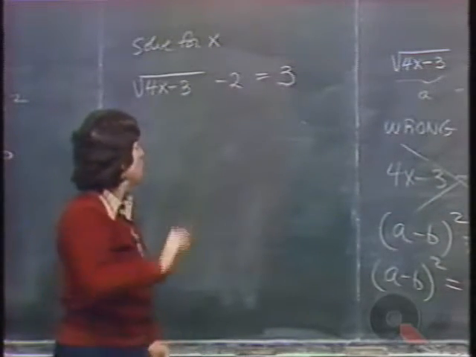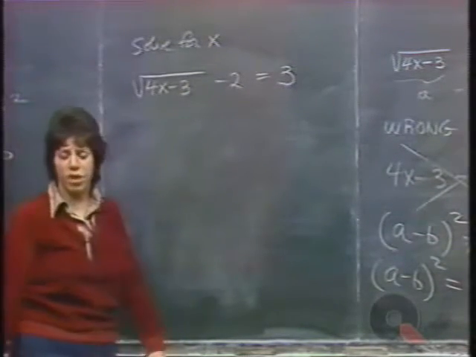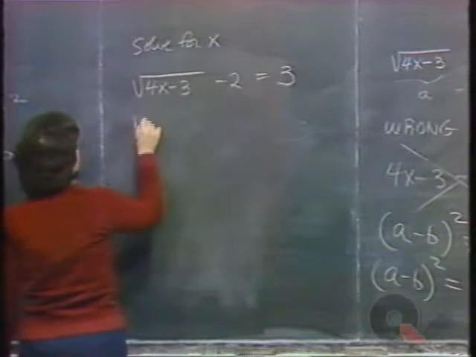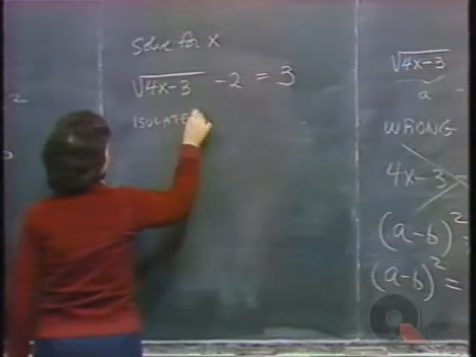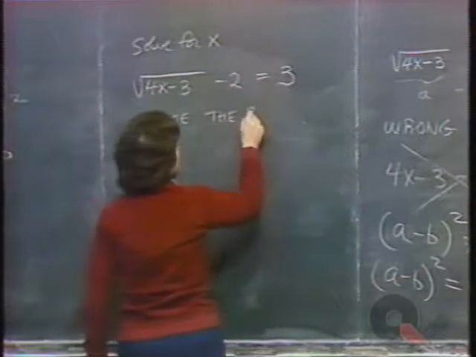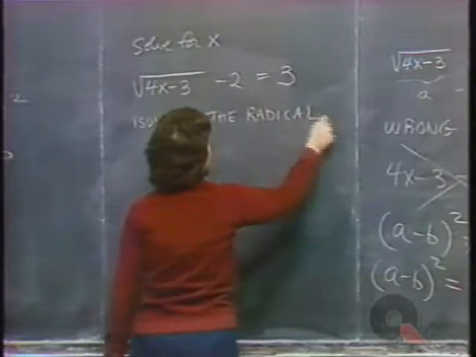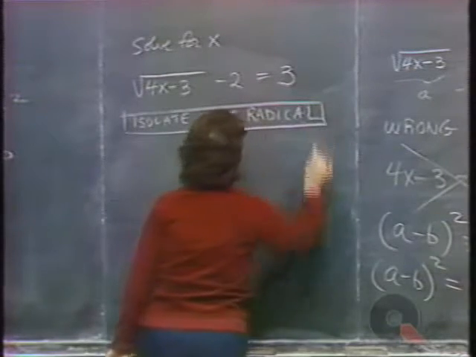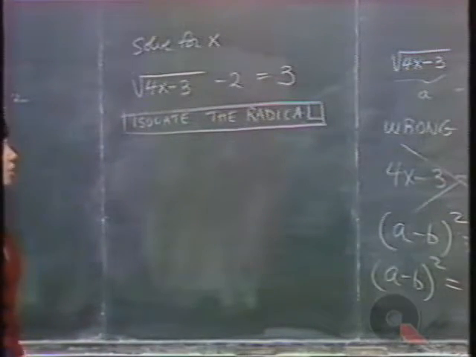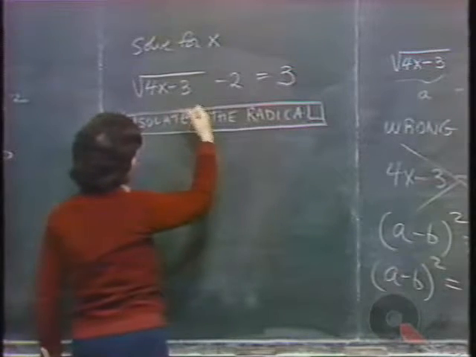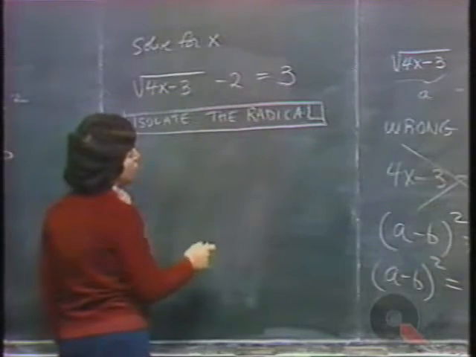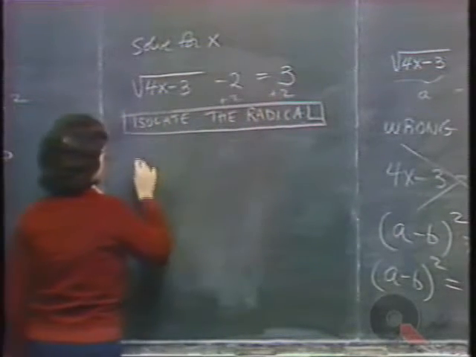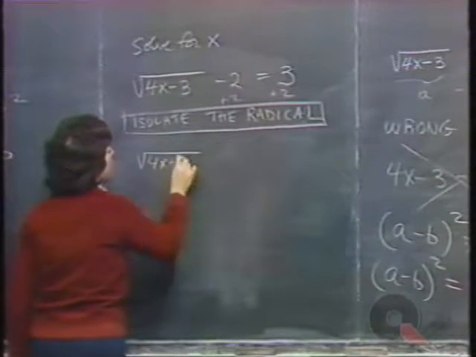So instead, what we do, and this is a trick to use whenever you're trying to solve a radical equation, first isolate the radical. By that I mean get it alone on one side of the equation. This is the main trick for solving radical equations. Isolate the radical. So before I actually square both sides of the equation, what I'm going to do is add 2 to both sides of the equation. Okay, so I add 2, and that gives me the radical alone on the left side.